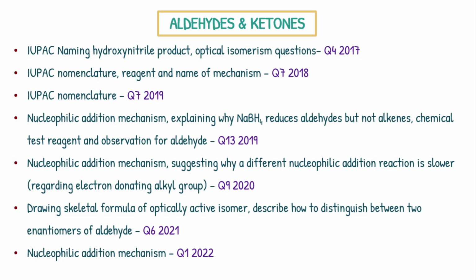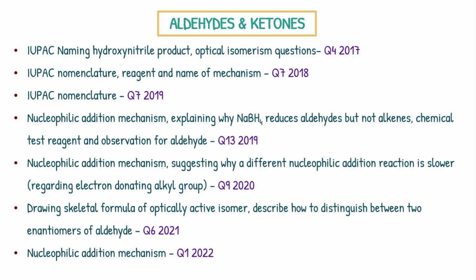Another IUPAC nomenclature question, and then we had reagent and name of a mechanism. Another naming question right here from 2019 this time. And then this question right here involved nucleophilic addition mechanism. You had to be able to explain why sodium tetrahydroborate reduces aldehydes but not alkenes. And then we had a chemical test reagent and observation for aldehyde. So the one I'd go with is Tollens. I'm not going to go through the answers in this one. This is just the questions, but yeah, juicy tip there, Tollens reagent.